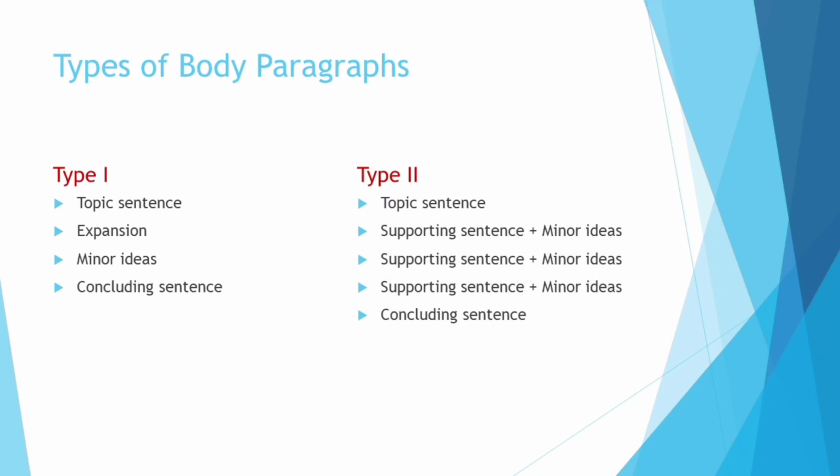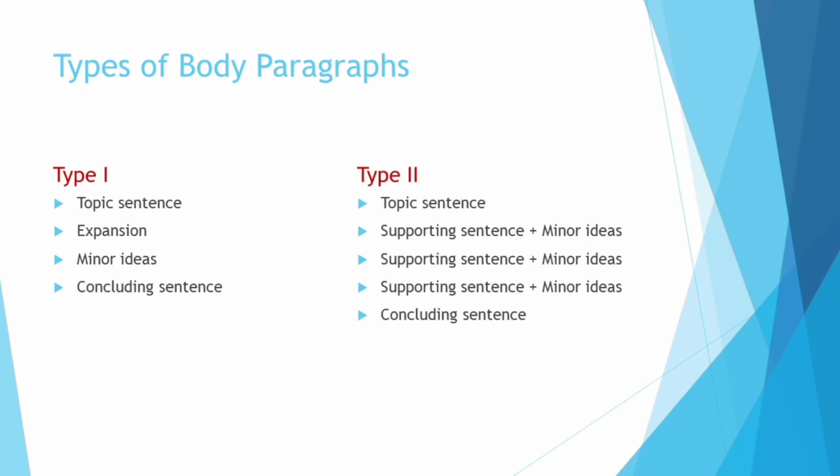Type 2 is a little bit more complicated. You start with a topic sentence still, but then you have units of a supporting sentence and minor ideas together. Now, in the example you see on the screen, there are three. You could have a supporting sentence 1 and minor ideas, supporting sentence 2 and minor ideas, supporting sentence 3 and minor ideas. So you can see that we have smaller units of a supporting sentence and minor ideas. These are different parts of the main idea from the topic sentence.